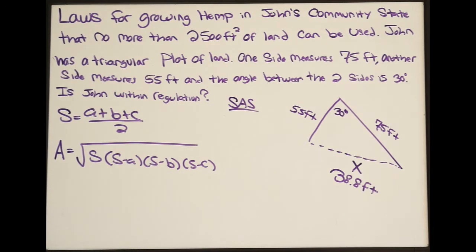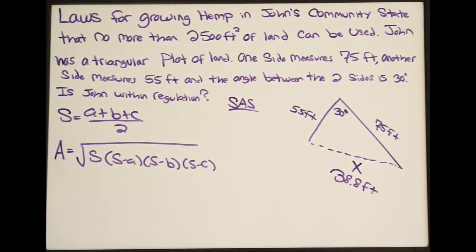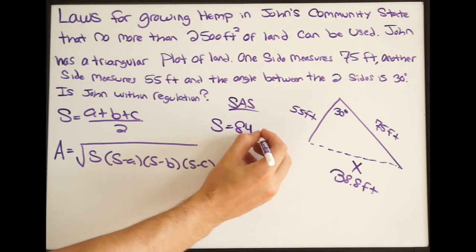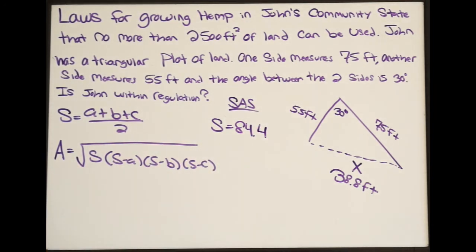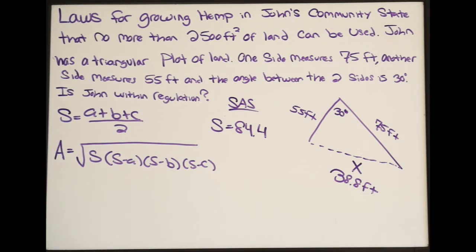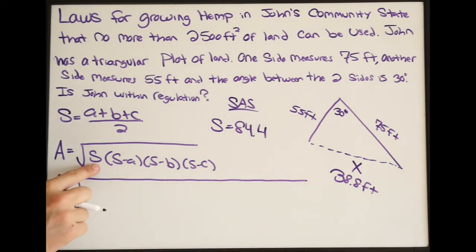Okay, so our first step, let's find S. All I'm going to do is add up all my side lengths and divide by 2. So doing 75 plus 55 plus 38.8, and then dividing by 2, you get S is equal to 84.4. Now we can find the area. All I'm going to do is plug my values into these variables. If you want to see what I'm plugging into my calculator, it's going to look like this. This is going to be fairly long, so just take your time. We're going to have the square root of S.